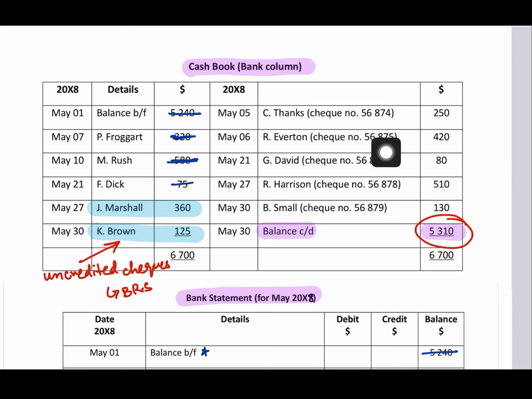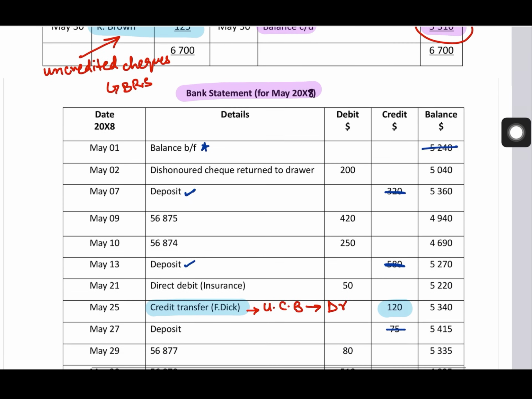Now let's compare the credit side of the cash book with the debit column of the bank statement. So the first one is a payment to C thanks amounting to 250. The check number is also mentioned, 56874. Sometimes it's there, sometimes it's not, for the purpose of reference. So let's see whether it is there or not. 250. 250 is there. Yes, it is there. 56874. So I will just cancel this, that it is there.